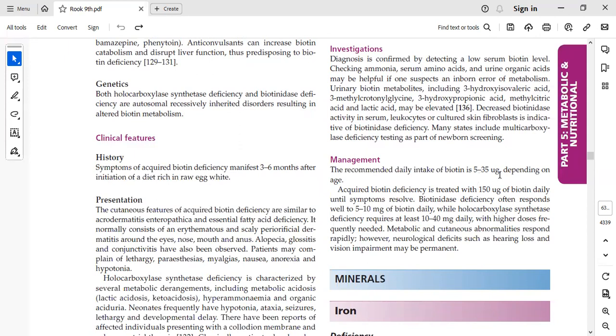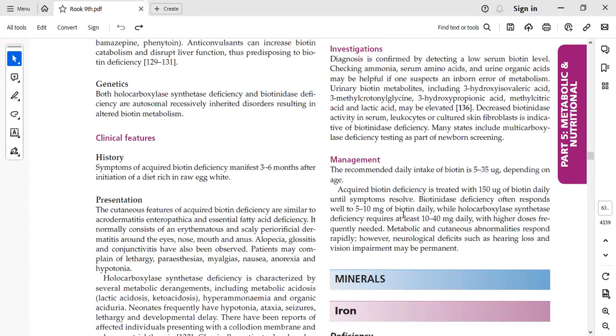Management. The recommended daily intake is 3 to 35 micrograms. In case of acquired deficiency, we give 150 micrograms daily of tablet biotin. And in biotinidase deficiency and holocarboxylase synthetase deficiency, in biotinidase deficiency we give 5 to 10 milligrams daily, and in holocarboxylase synthetase deficiency we give 10 to 40 milligrams daily.